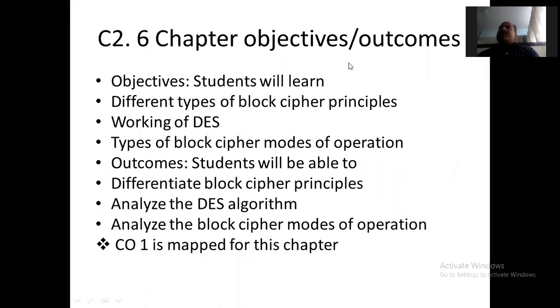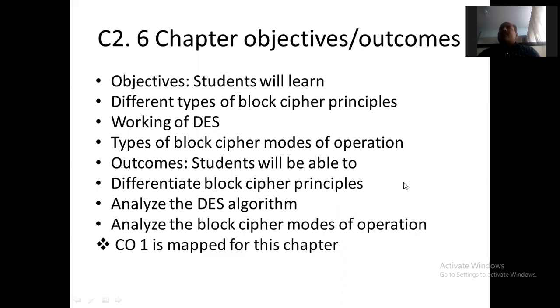And chapter objectives and outcomes here. So what are the chapter objectives and outcomes here? The chapter objectives are that students will learn different types of block cipher principles, students will learn the working of the data encryption standard algorithm, and students will learn the various types of block cipher modes of operation.